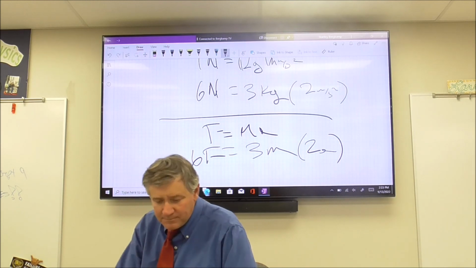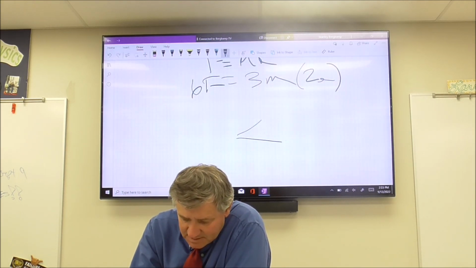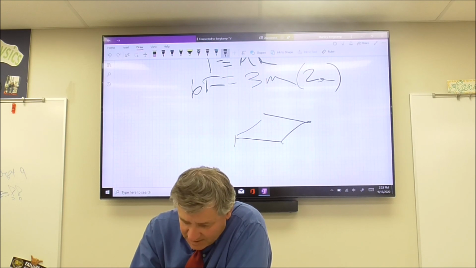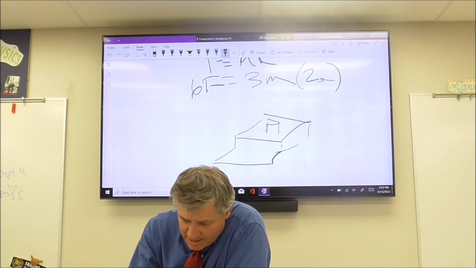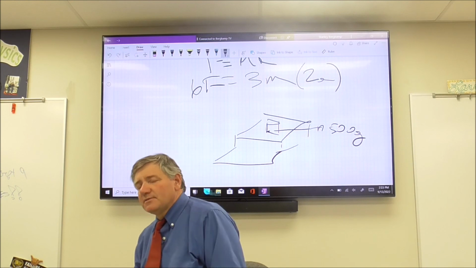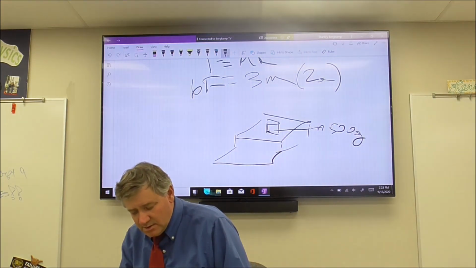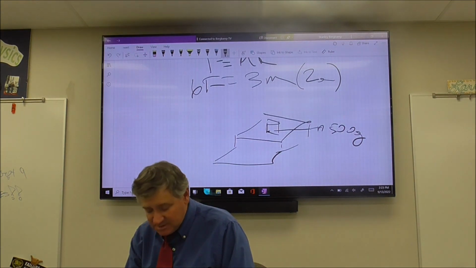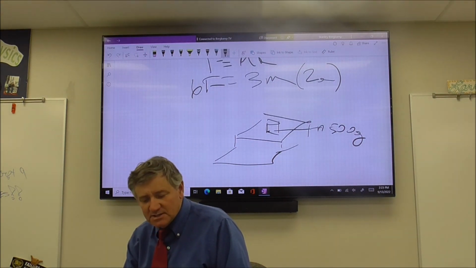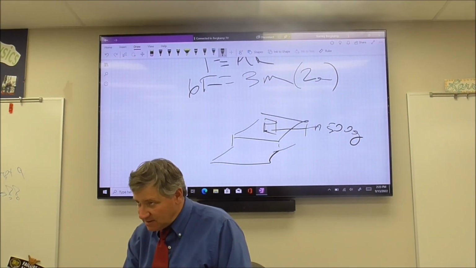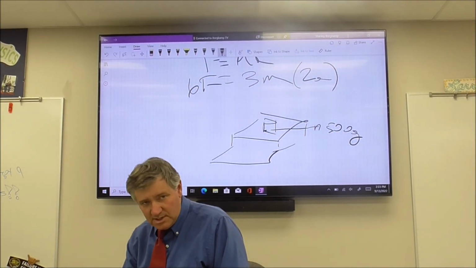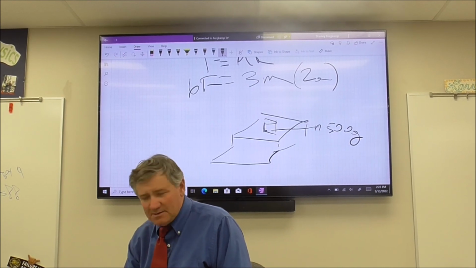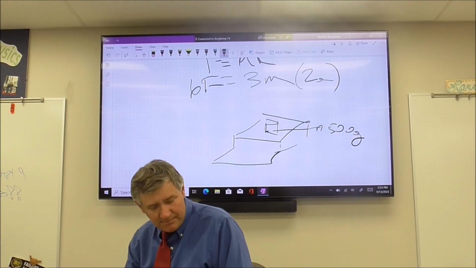When you get to problem number 4, visualize this. Here's a scale, and you have a 500 gram mass sitting on the scale. The scale measures in newtons. What I'm asking is, if you take a 500 gram mass and set it on that scale, what should the reading in newtons be? Again, don't worry about making it positive or negative, just give me the number.